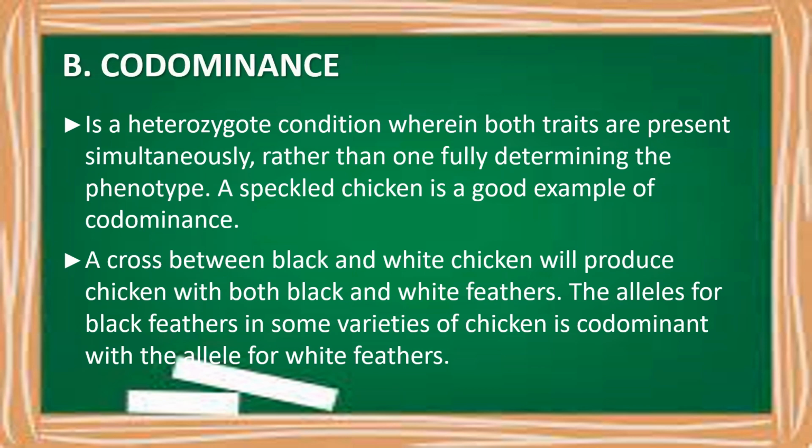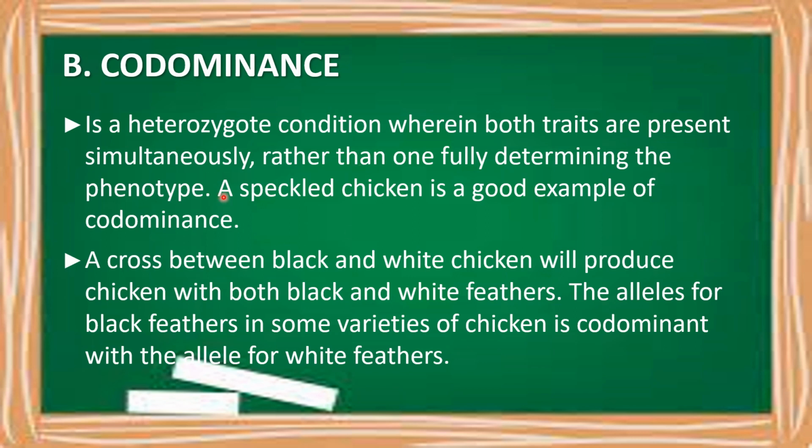The second pattern in non-Mendelian inheritance is called codominance. It is a heterozygote condition wherein both traits are present simultaneously rather than one fully determining the phenotype. A speckled chicken is a good example of codominance. A cross between black and white chicken will produce chicken with both black and white feathers. The allele for black feathers in some varieties of chicken is codominant with the allele for white feathers.